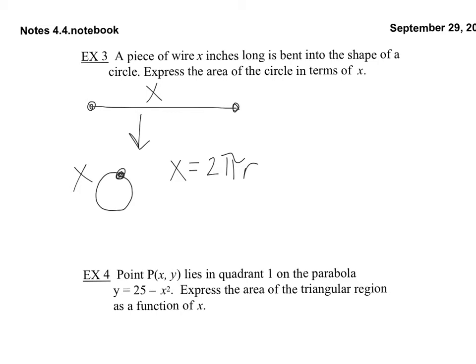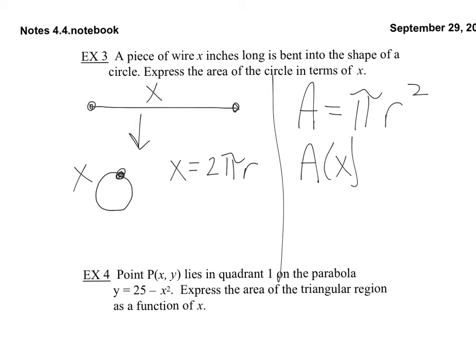So there's one equation that I just got from going through the motions of what it's asking. A piece of wire gets bent into a circle. Oh, I see that the perimeter is x. So I'm going to write that equation, x equals 2 pi r. Now let's express the area. The area of a circle we know is pi r squared. So now we want to know what the area is in terms of x.